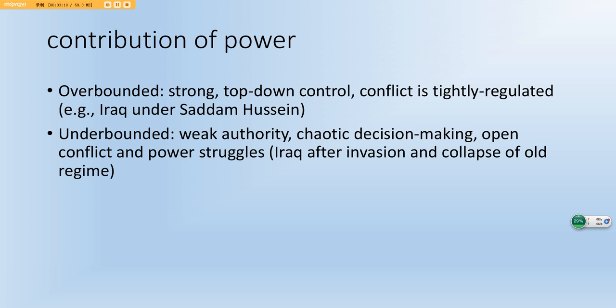Overbounded power is strong, top-down control. Conflict is tightly regulated, for example Iraq under Saddam Hussein. But underbounded power is like weak authority, chaotic decision making, open conflict and power struggles, such as Iraq after the invasion from America and the collapse of the old regime.